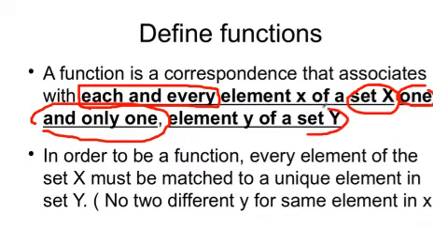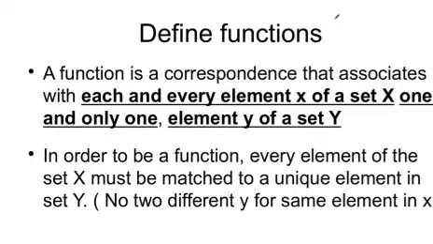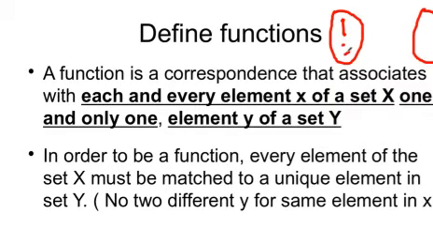Set Y here is the codomain. So let's say you have a codomain here and this is the domain. You have objects here. So you can have this, right? All the elements should be mapped.